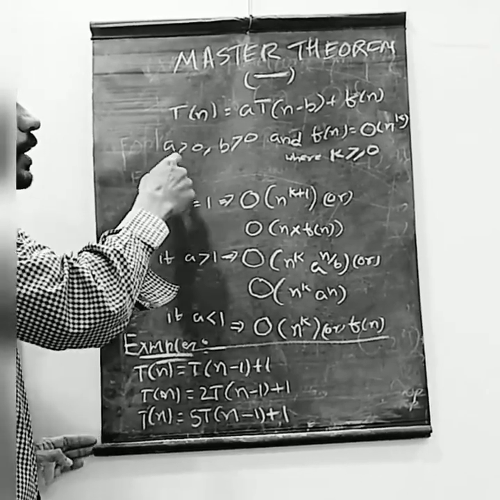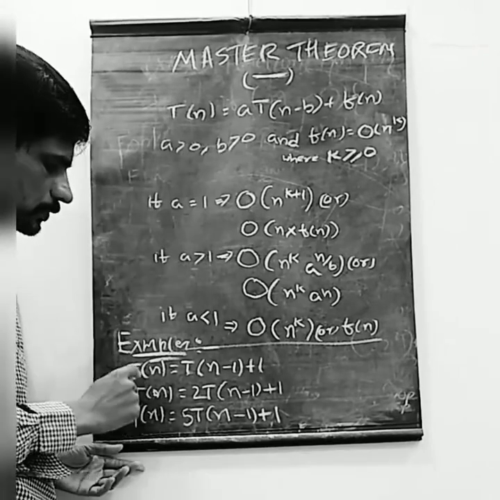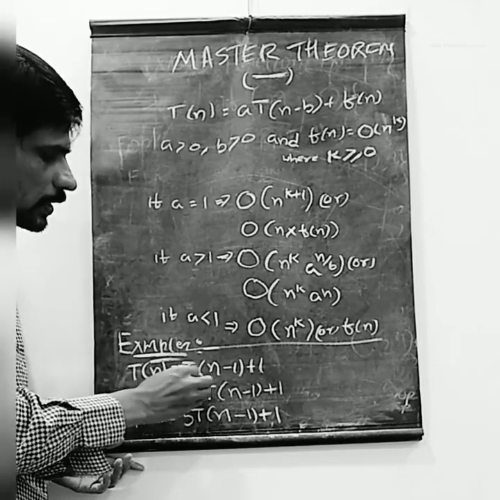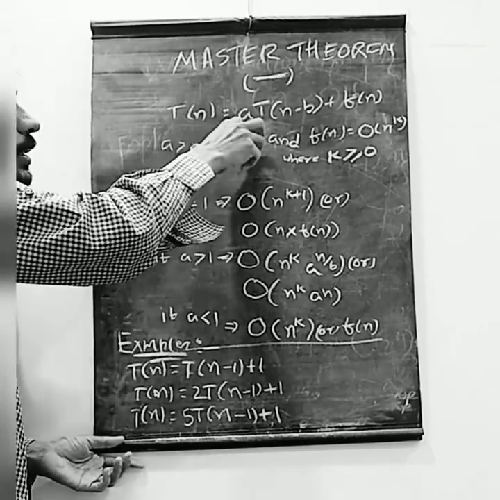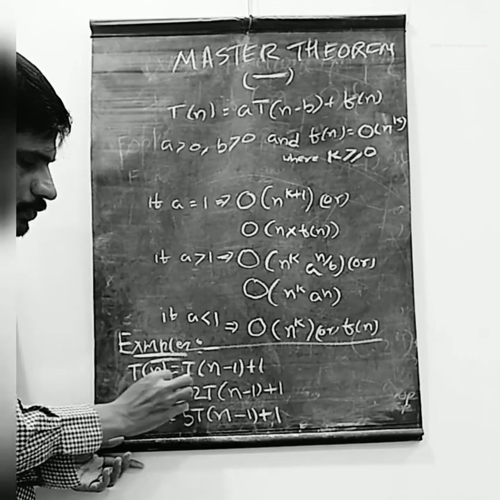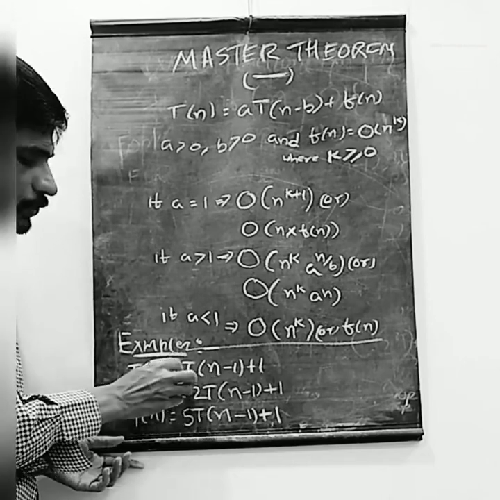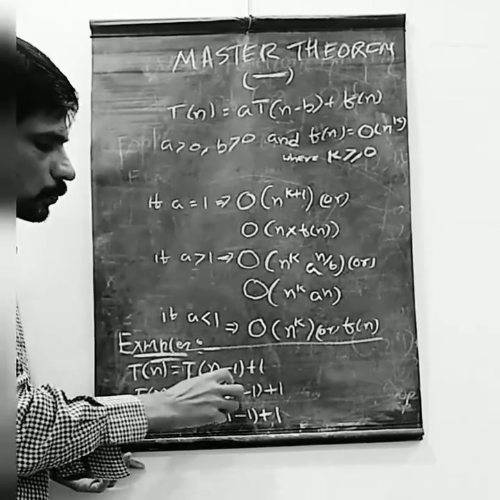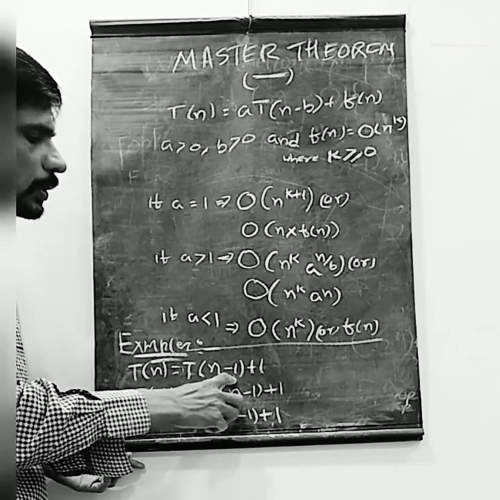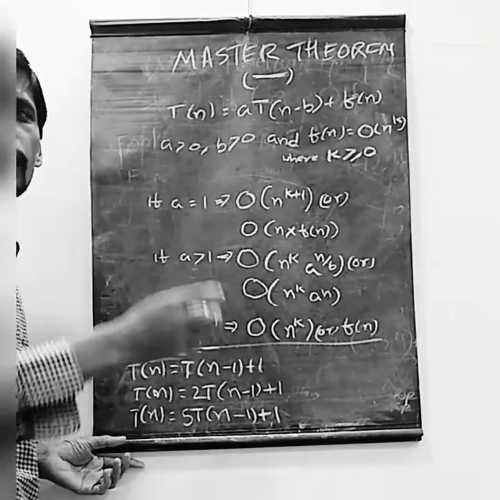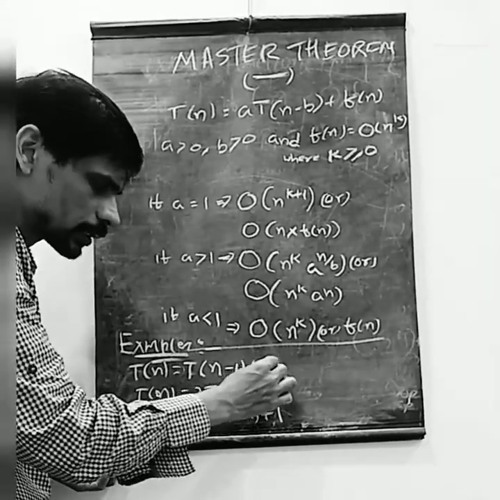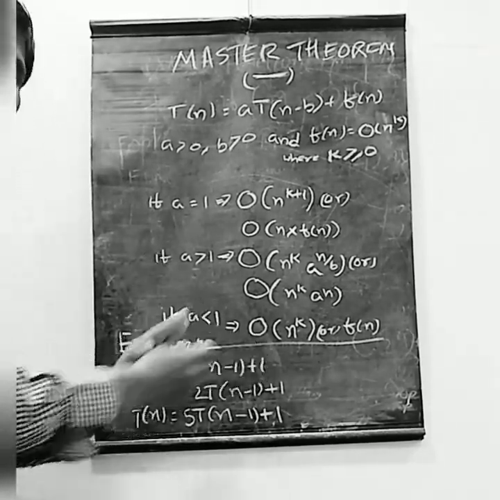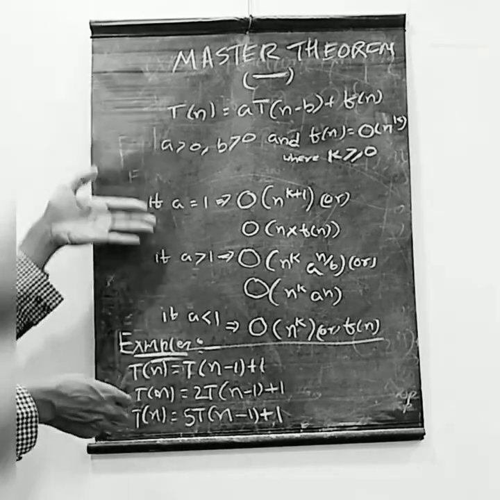It's very easy. So for example, T of n equals, in the previous case we saw, T of n minus 1 plus 1. Here A is 1, because there is no value in front of the recursive call, so A is 1, and n minus 1, so B is 1, plus 1 is my f of n, that is the function. Instead of 1, we can represent it as log n, anything we can replace here. So this is what we have, three conditions.